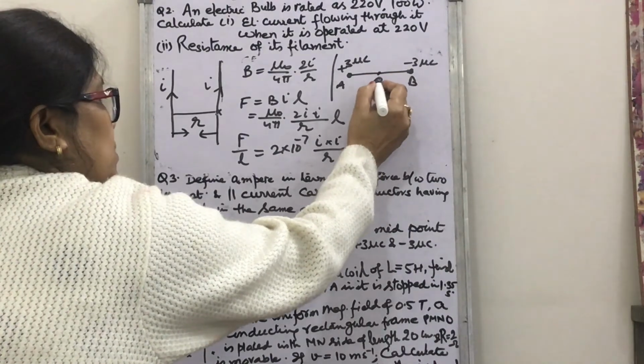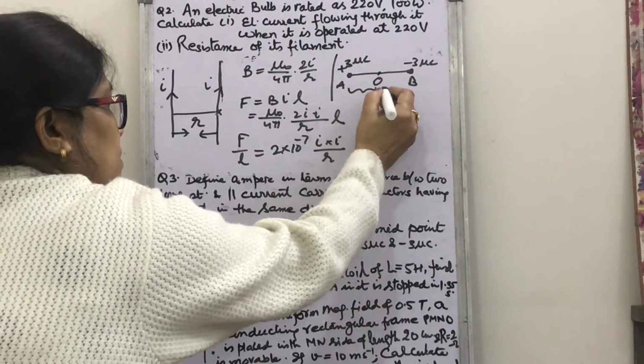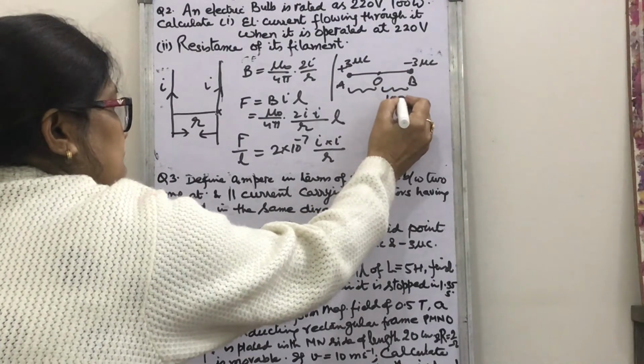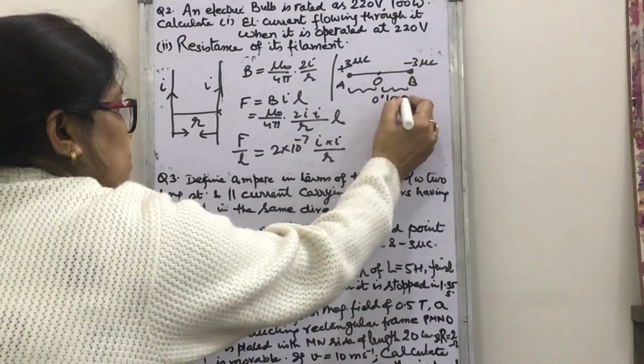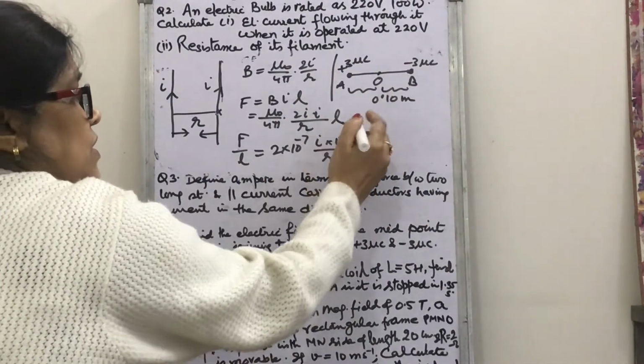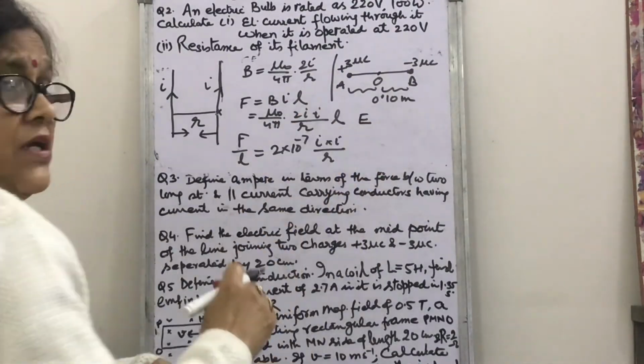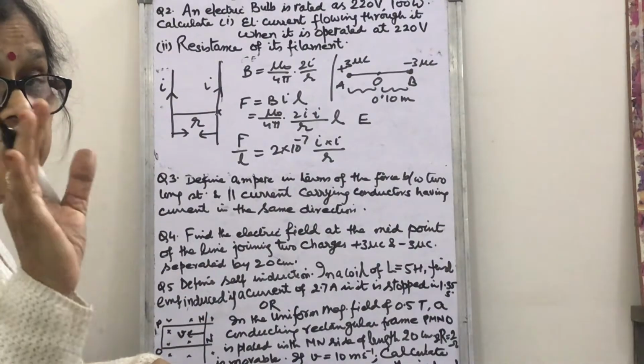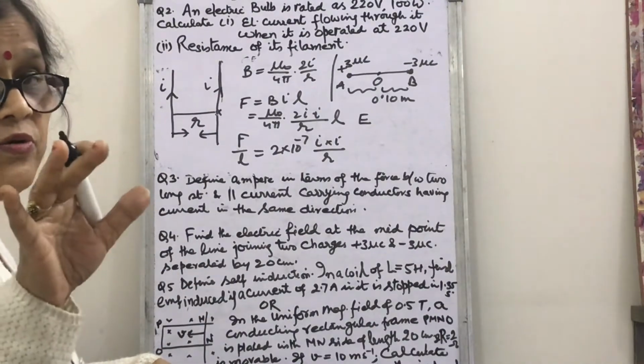Suppose the midpoint is O. Then AO and OB will both be 10 centimeter or 0.10 meter each, because the net distance between the charges is 20 centimeter. What is the electric field? Electric field is a vector quantity. Look at the definition, direction and magnitude both.